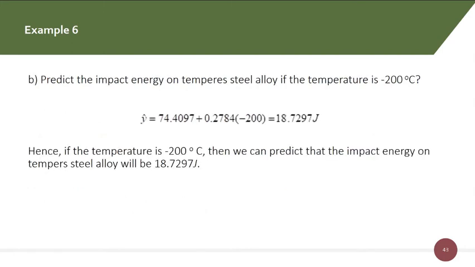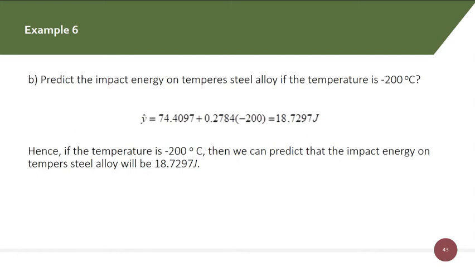For B, predict the impact energy on tempered steel alloy if the temperature is negative 200 degrees Celsius. So substitute the value into the equation. Hence, if the temperature is negative 200 degrees Celsius, then we can predict that the impact energy on tempered steel alloy will be 18.7297 joule.